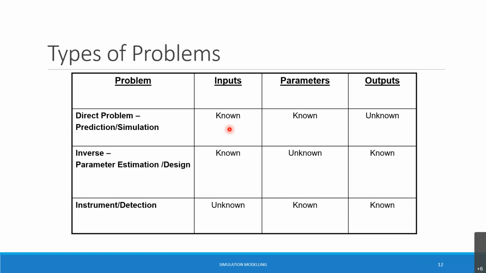Say I have a simply supported beam, and there's a load coming on the simply supported beam. So what's the deformation? What are the stresses? This is a direct problem.